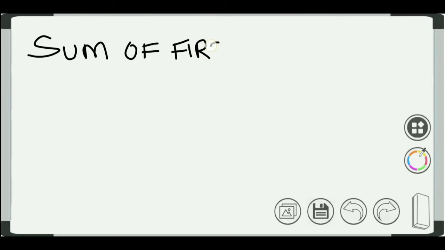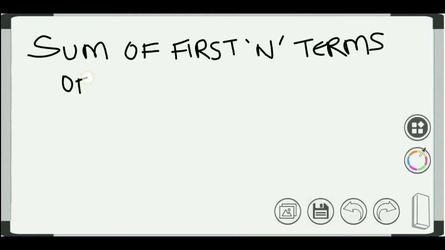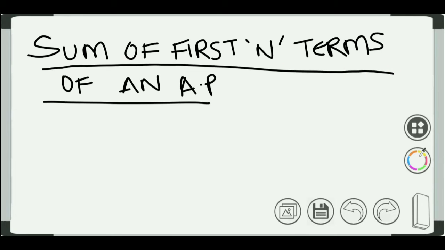So in today's class, we'll be discussing a new topic, sum of first n terms of an AP. So this is the last topic of this chapter, arithmetic progressions. So you can write down the formula.